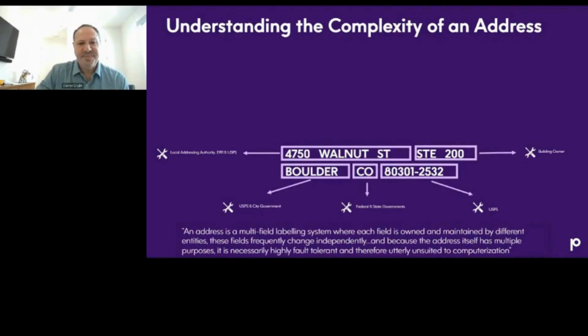So in this example of an address, we realized that the different pieces of the address are actually owned by different authorities, which means that they change at different frequencies. They might apply different standards for quality, and if you're starting to make business decisions on addresses, the data quality issues that come up related to addresses can be a significant impact to your business.